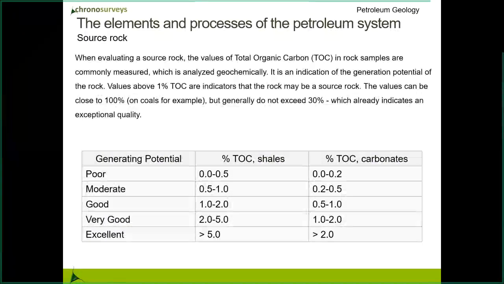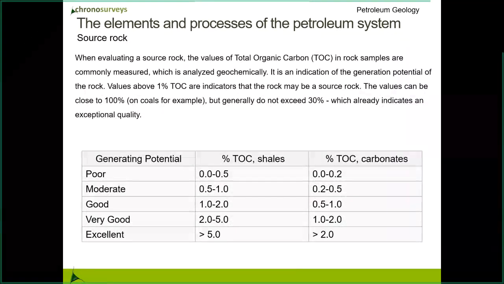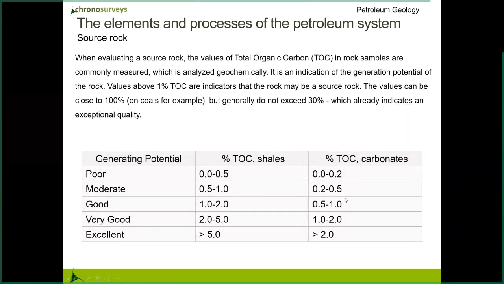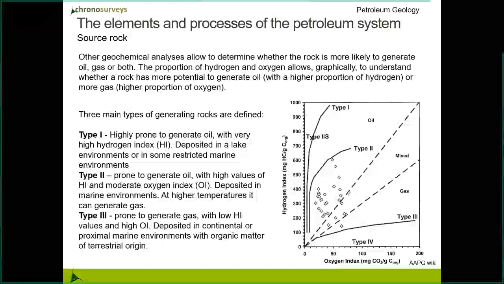We have extreme cases, for example, in coals, where the amount of organic content is up to 100%. But those are very unusual situations, and coals are not that common in the geological record. Another way to evaluate source rocks is to go a bit further on the geochemistry and evaluate the hydrogen and oxygen indexes. And this is a typical plot called the Van Krevelen plot, where you have three main types of source rock.